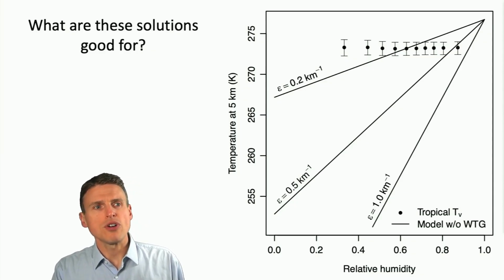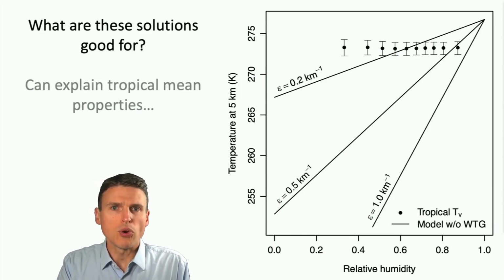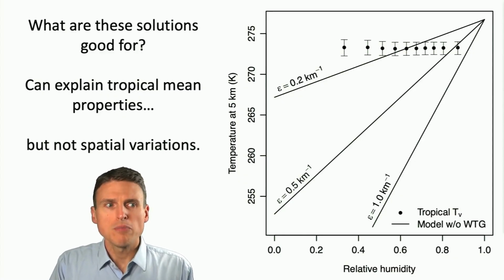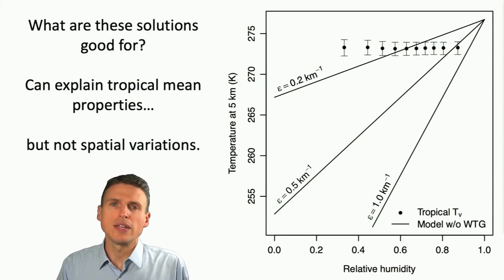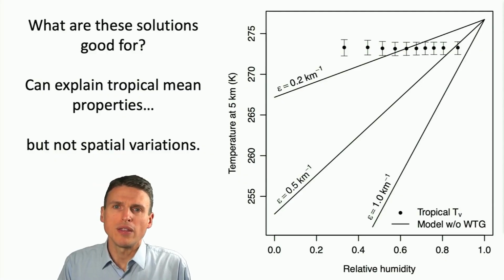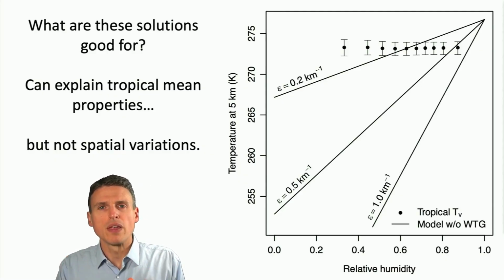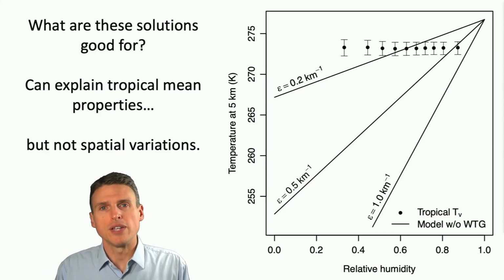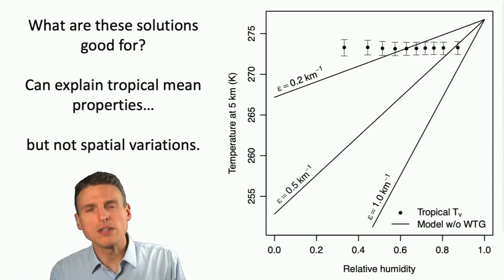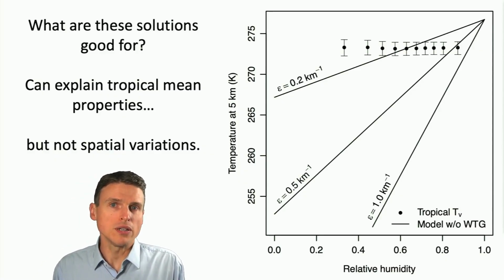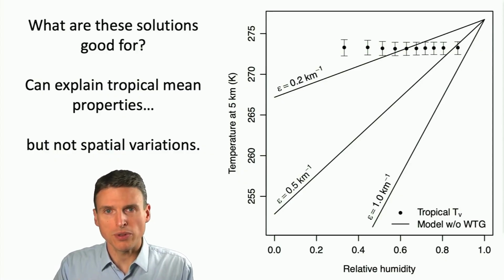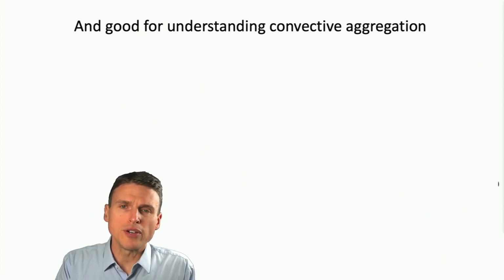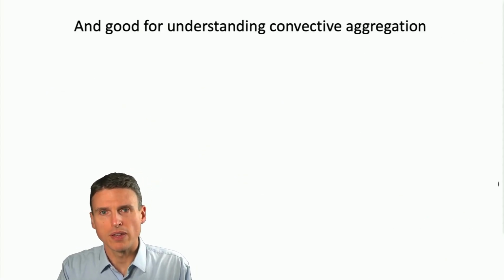So these solutions are not good for explaining tropical variability, but they do have some value in telling us something about, in a very rough sense, the overall properties of the tropics, the overall temperature structure, the overall mean relative humidity, the overall mean precipitation rate. That's where the value lies. And they're also useful for understanding convective aggregation.